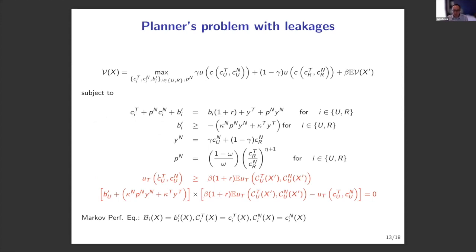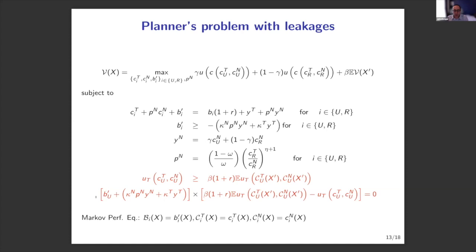Maybe for those of you familiar with these sorts of problems, the only novelty or extra difficulty here is essentially the implementability conditions imposed on the planner by the fact that unregulated agents need to satisfy their Euler equation. And so the Euler equation is not a simple Euler equation because it's sometimes going to be binding.